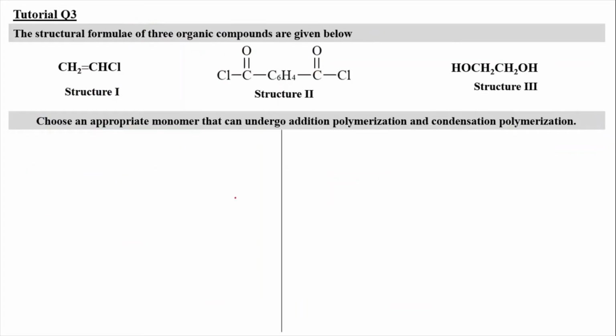Now for tutorial question 3, we are given the structural formulas of the 3 organic compounds as shown. For structure number 1, you have a carbon-carbon double bond, which is CH2CHCl. For structure number 2, you have an acyl chloride, which is C double bond OCl, C6H4, C double bond OCl. And structure 3 here is ethane-1,2-diol, because it has 2 alcohol groups.